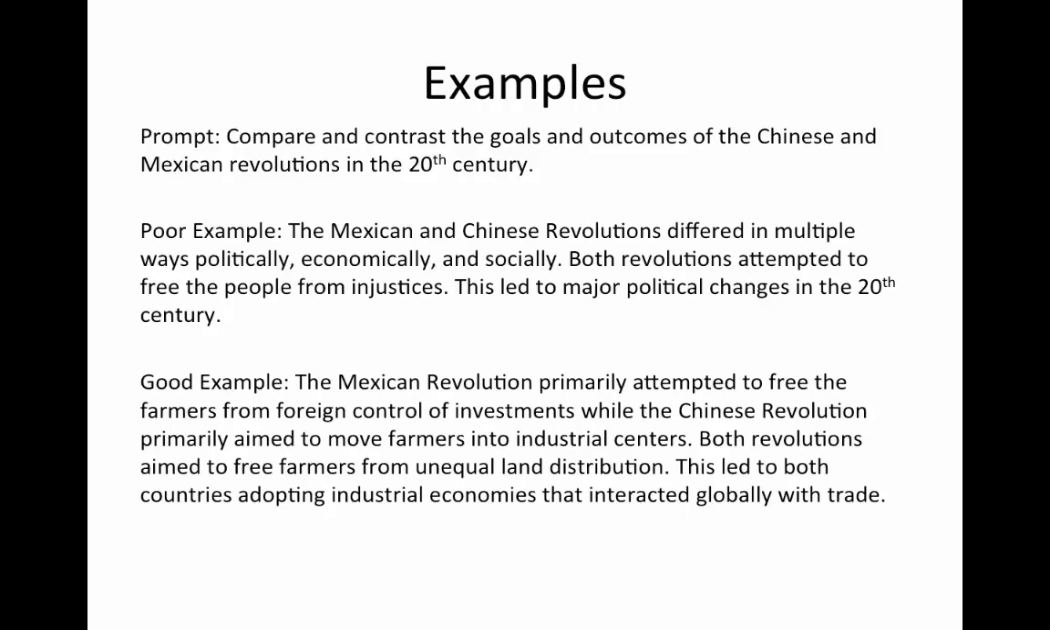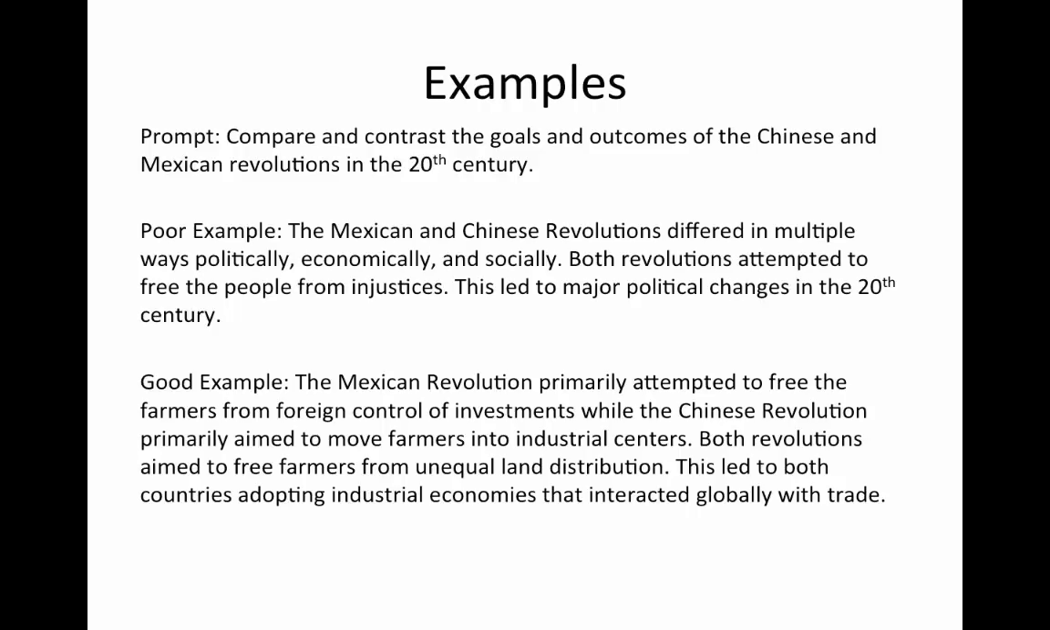So this is just way too broad. It's referencing. It's not giving me specifics. So what would a good example look like? Because remember, we don't want to get factual in our example, but we don't want to get too broad either. Here's a good example. The Mexican Revolution primarily attempted to free the farmers from foreign control of investments, while the Chinese Revolution primarily aimed to move farmers into industrial centers. Both revolutions aimed to free farmers from unequal land distribution. This led to both countries adopting industrial economies that interacted globally with trade.